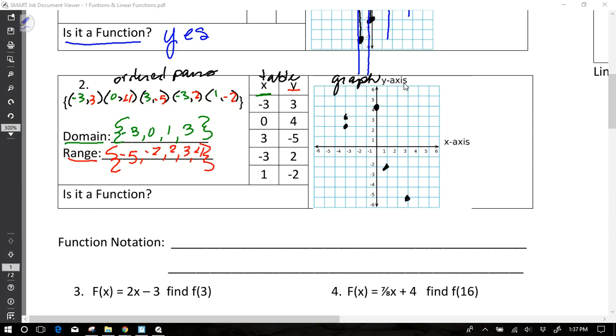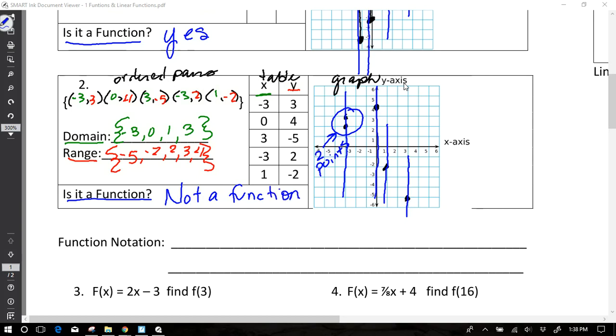I'm now ready to determine if this is a function using my vertical line test. So draw a vertical line through every single one of these ordered pairs. And on any of those vertical lines, do you see more than one ordered pair plotted? And the answer is yes, right here. Okay, there's 2 points on this vertical line. So that means no. No, this is not a function because it failed the vertical line test.